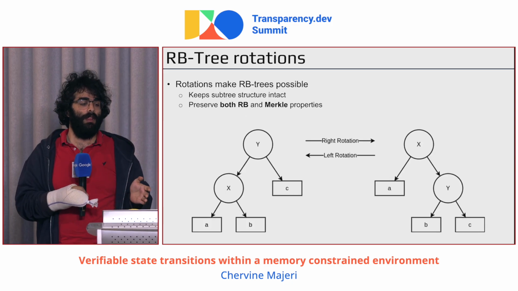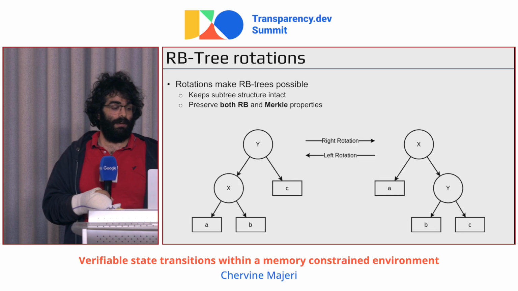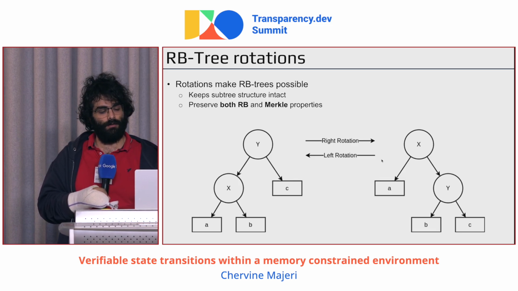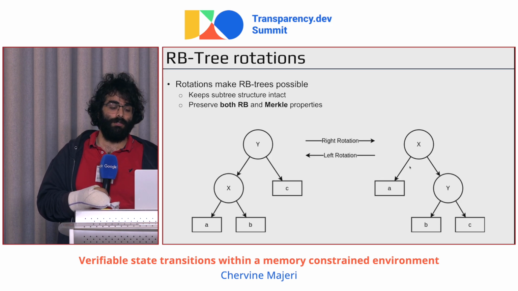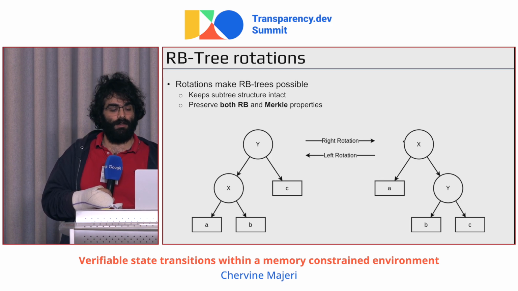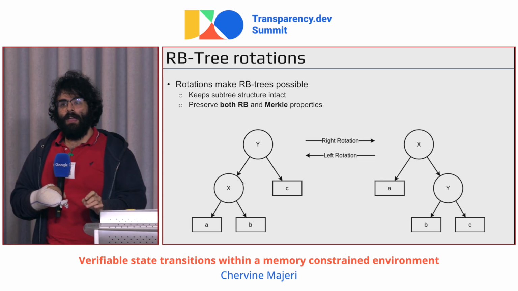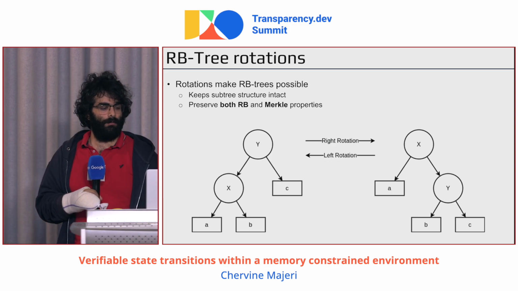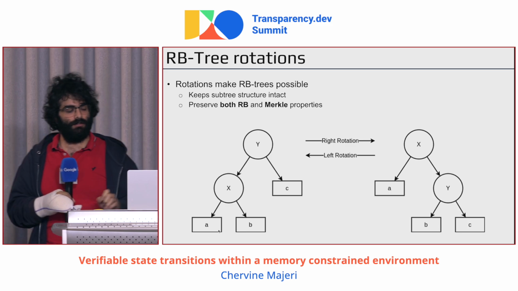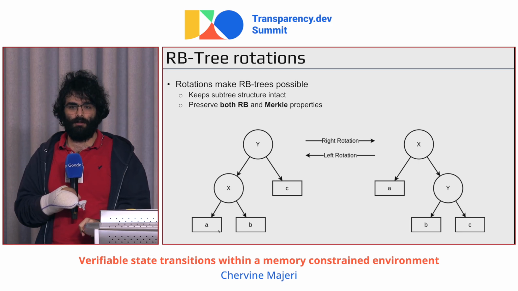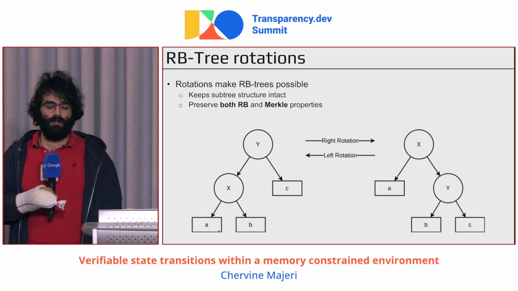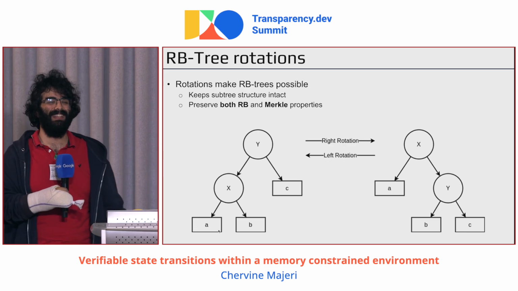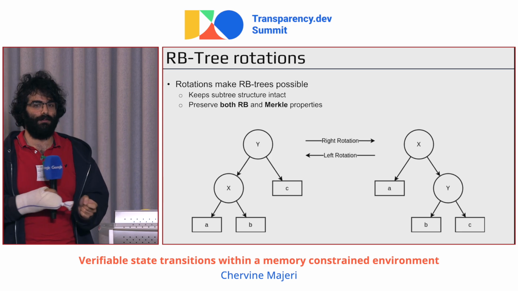So essentially, rotation works kind of like this. You want to rotate x once to the right. So x goes up, y goes down. You want to rotate y to the left, y goes up, x goes down. The funny thing about rotation is that here with the small letters A, B, and C, those are subtrees. We never touch those. If they're Merkle trees before the rotation, they're still Merkle trees after the rotation.